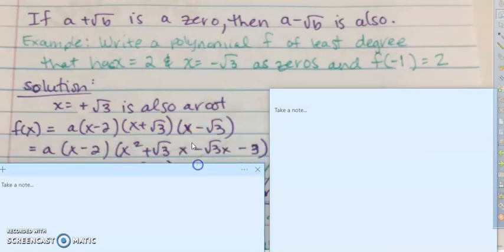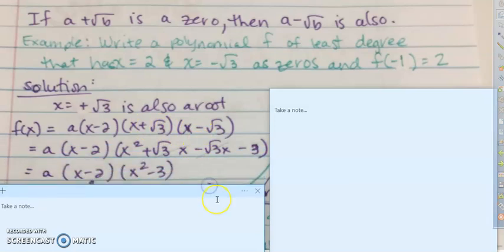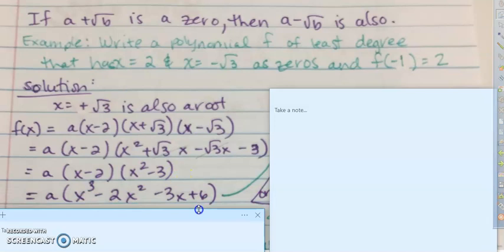So when I go to do that, I'm going to use the foiling. Your two inner terms will go away. And so you end up with x squared minus 3 times x minus 2. If I end up foiling that again, I end up with x cubed minus 2x squared minus 3x plus 6, and I still have a on the outside.